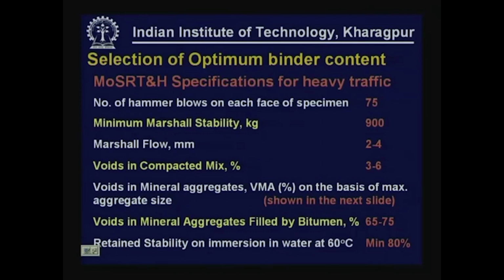This is a test that has to be conducted, the retained stability test on immersion. This has to be conducted to assess the damage that could be caused to the mixes when it is subjected to moisture, especially in locations where you have heavy rainfall, and also when you are using aggregates that are likely to strip. So, we are concerned about the loss in stability because of moisture.